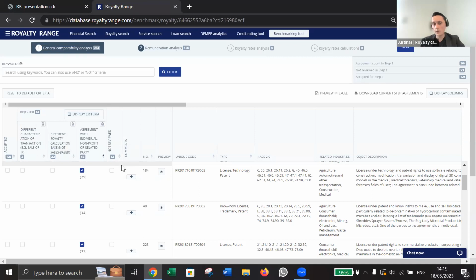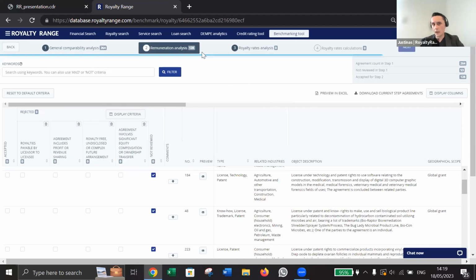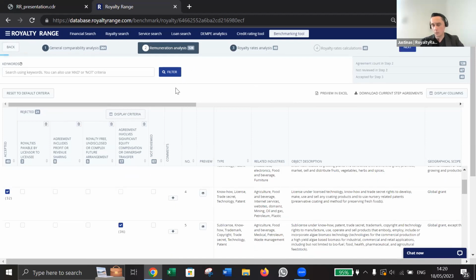Now, the general principle is that after general comparability analysis, we will have a lower number of accepted agreements because we rejected some of them. So if we click next, the second screening stage, which is called remuneration analysis, will have around half of the data, so 128 items, potential comparables.